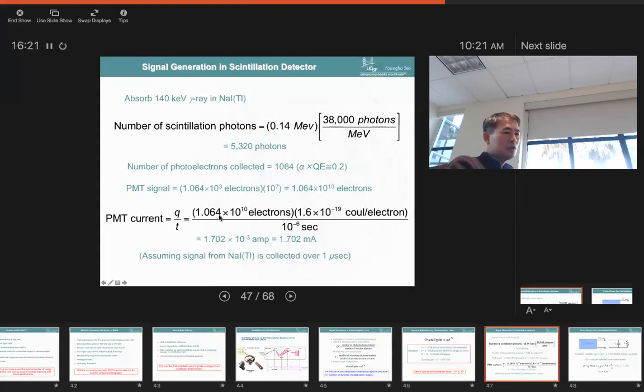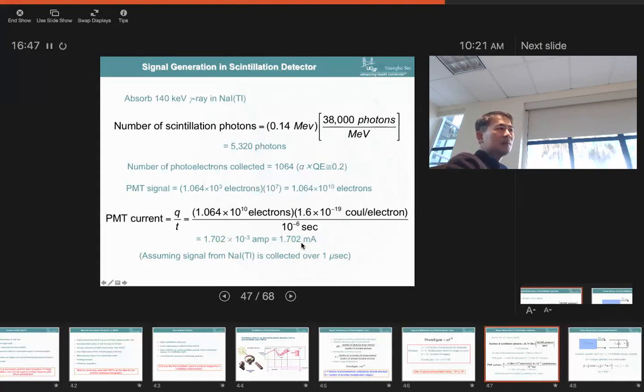So we know the charge from one single 140 keV photon, and if we measure it over 1 microsecond, with each electron carrying about 1.6 times 10 to the minus 19 Coulomb of charge, this is the rate, right? This is the current we are talking about, 1.7 milliampere.